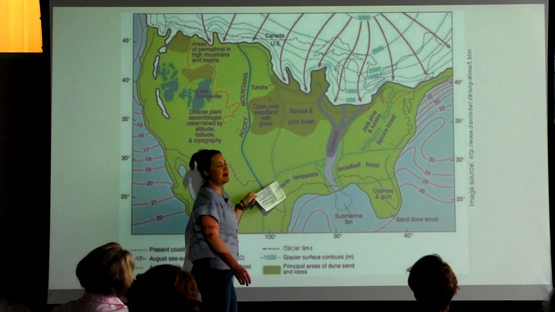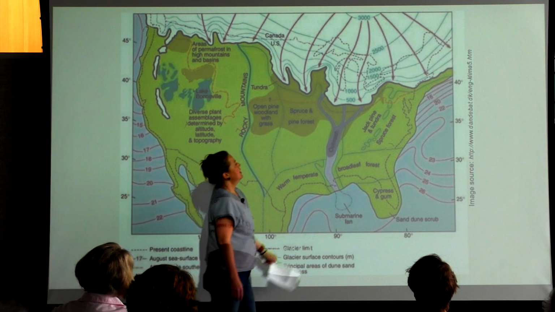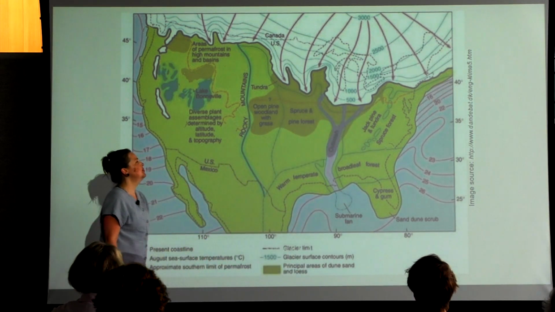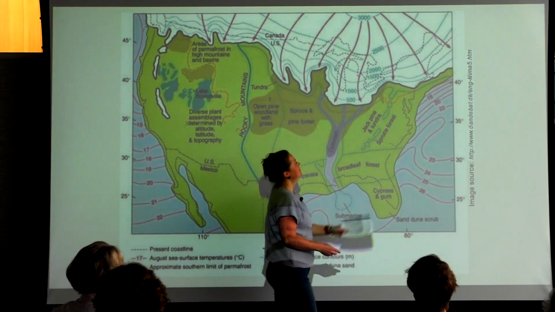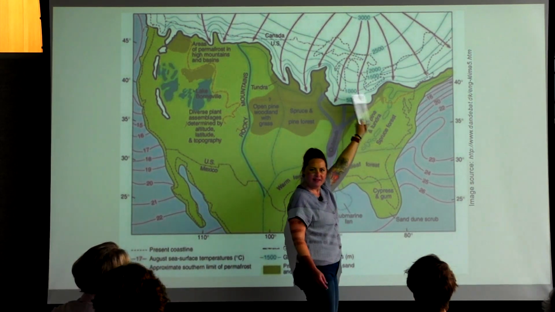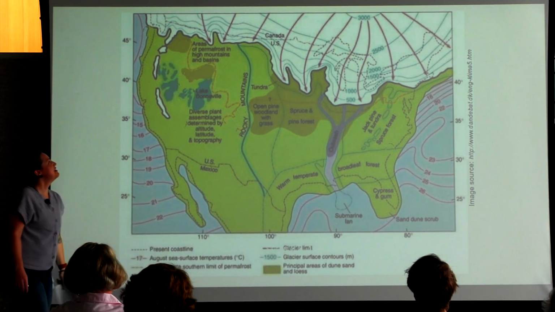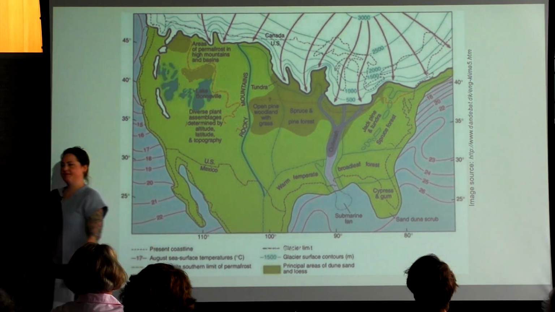So Montana, Florida. You got jack pine and tundra up here, spruce forests along the east coast. Manhattan, the island, would have been part of the land. It wouldn't have been an island. But there's one thing missing on this map, and those are the glacial lakes at the front of the ice sheet.